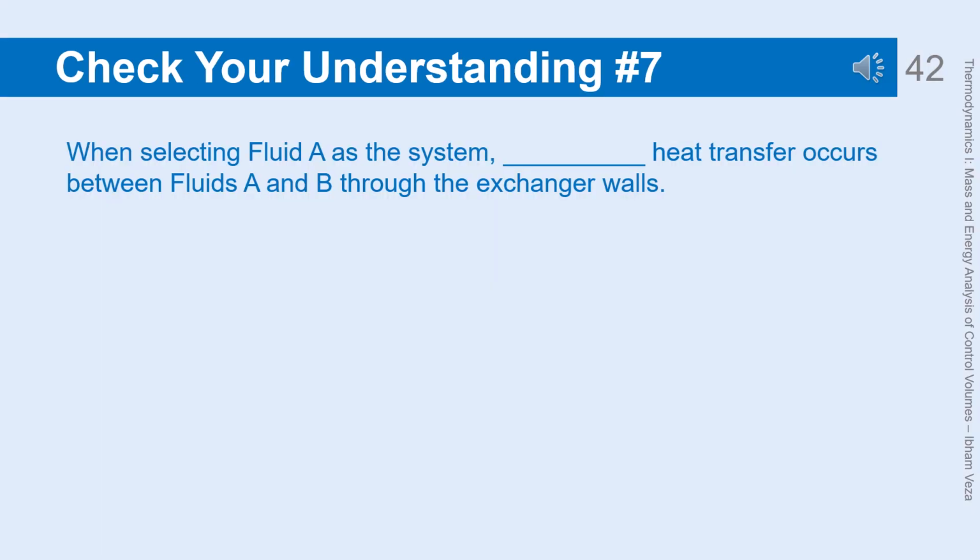Check your understanding. Number 7. This question emphasizes the consequence of system selection in heat exchanger analysis. If only one fluid is selected as the system, then heat transfer cannot be neglected. This shows that the result of the analysis strongly depends on how the system is defined. This concept often causes confusion at the beginning of learning. Understanding system boundaries is the key to thermodynamic analysis.